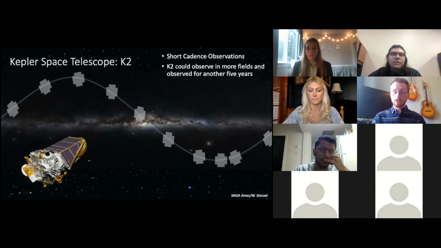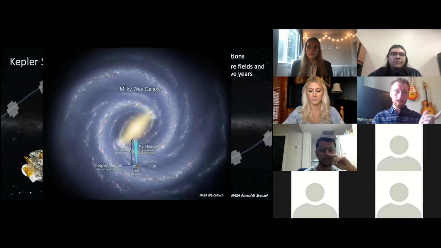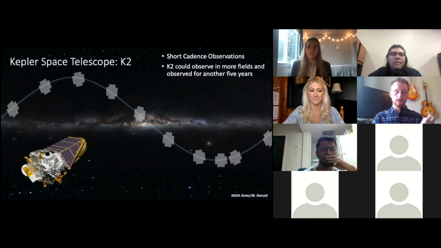And K2 continued to observe for another 5 years after Kepler completed its mission. K2 gathered short cadence observations, which means that it took pictures in very, very short time intervals. And because white dwarfs pulsate with a very short period, that's really useful in order for us to gather a light curve.